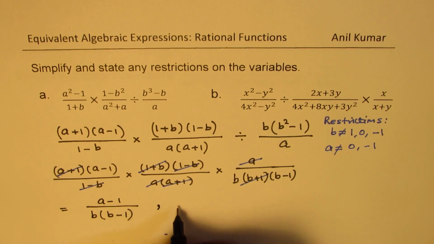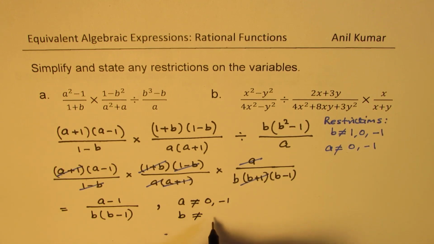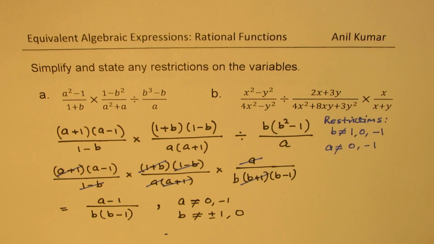And of course the restriction here is that a is not equal to 0 and minus 1 and b is not equal to plus minus 1 and 0. Okay? So that is how we are going to solve this question. And now let us take up part B of this question.